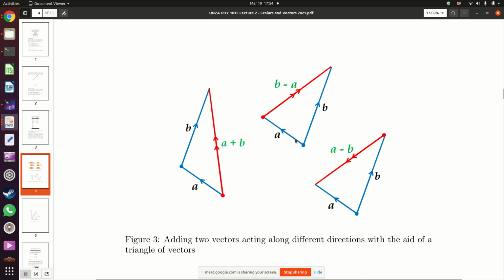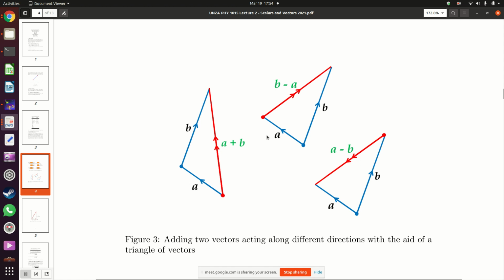So when I start from here, I move in this direction, what I have is minus A. Then at the end of minus A here, I move in the direction of vector B. Like that, I move in the direction of vector B, I end up there. So I move minus A, I'm moving in the direction opposite A, then I move in a direction plus B. So what I end up with is minus A plus B, which is the same as B minus A.